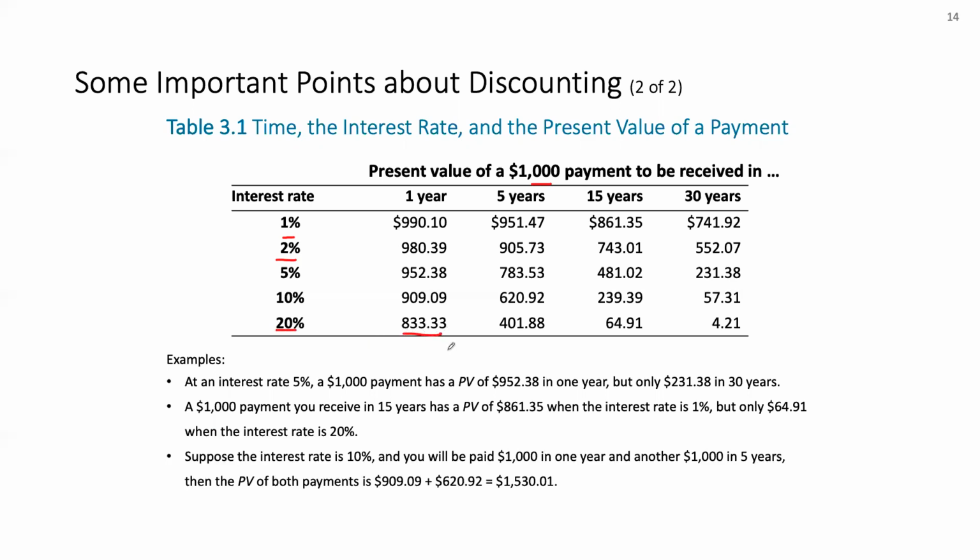So in an intuitive way, if the bank is willing to pay me 20% interest per year, then I don't need to put away a lot of money in order to receive this $1,000 payment one year from now.